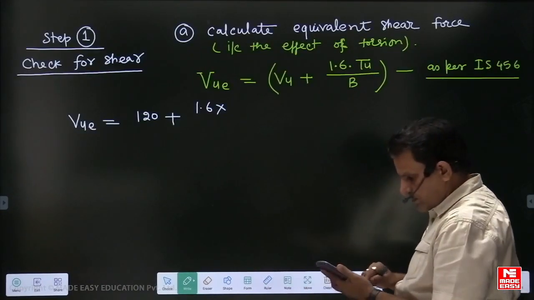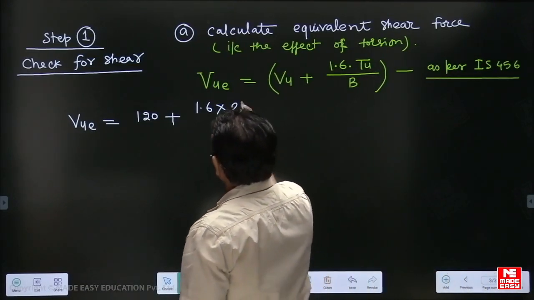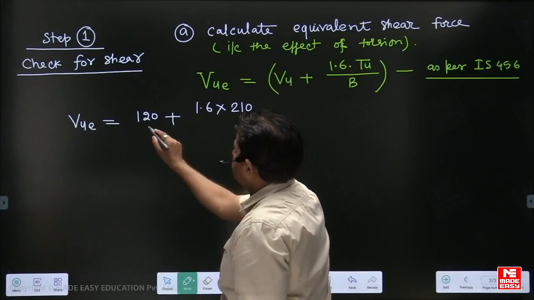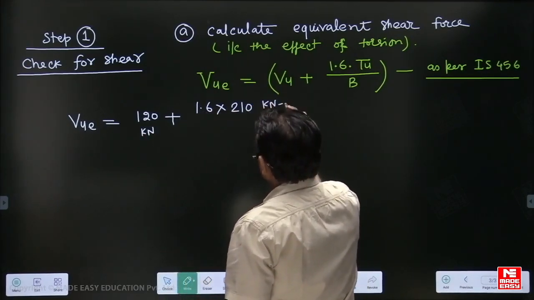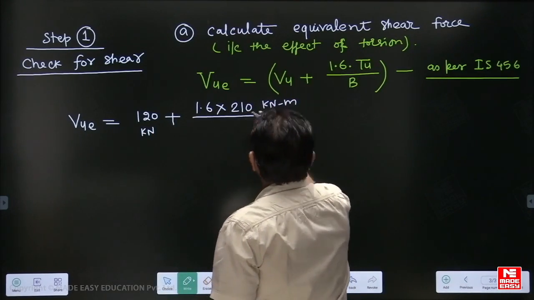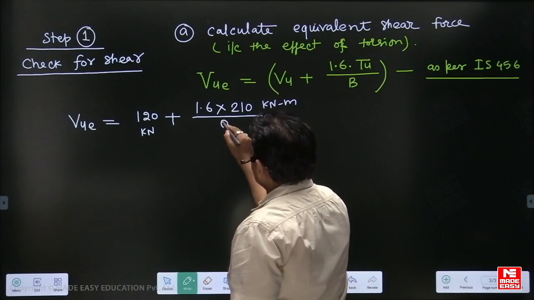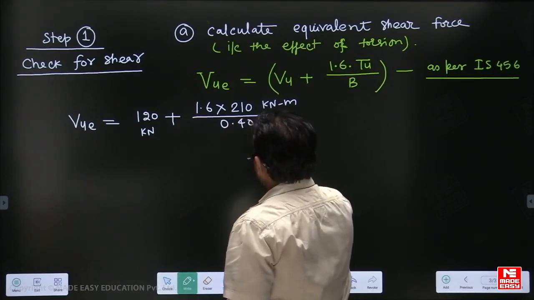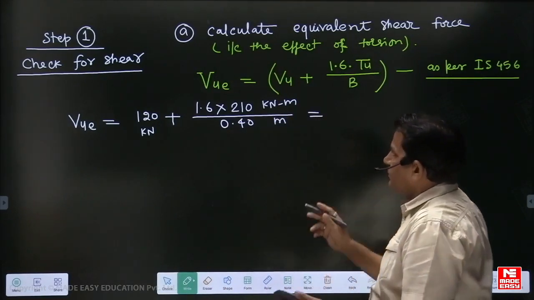140 into 1.5. This is 210. So you will write 210 and see the units. This is in kilonewton. This is in kilonewton meter. So you should divide the value of B in meter. Although the B value is given as 400, here we will write 0.4 meter, so that your meter is cancelled and you will get the value in kilonewton.